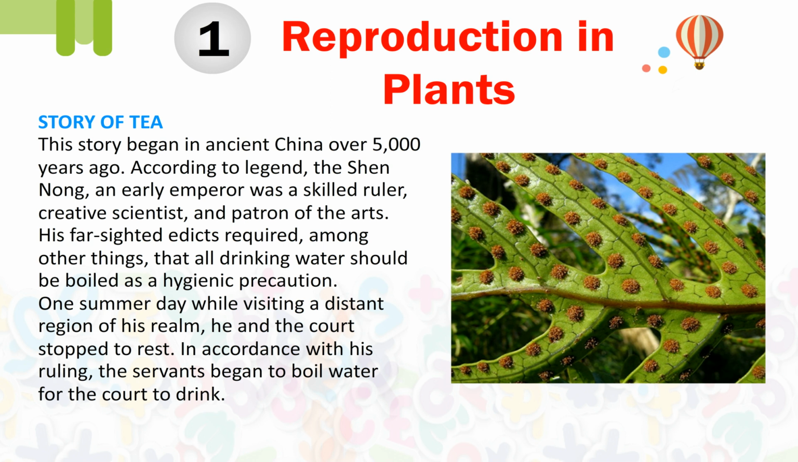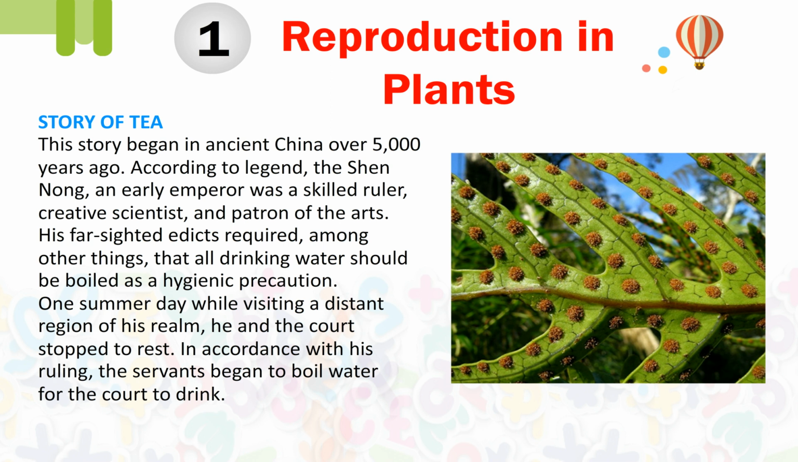Story of tea. This story began in ancient China over 5,000 years ago. According to legend, Shen Nong, an early emperor, was a skilled ruler, creative scientist, and patron of the arts. His far-sighted edicts required, among other things, that all drinking water should be boiled as a hygienic precaution.